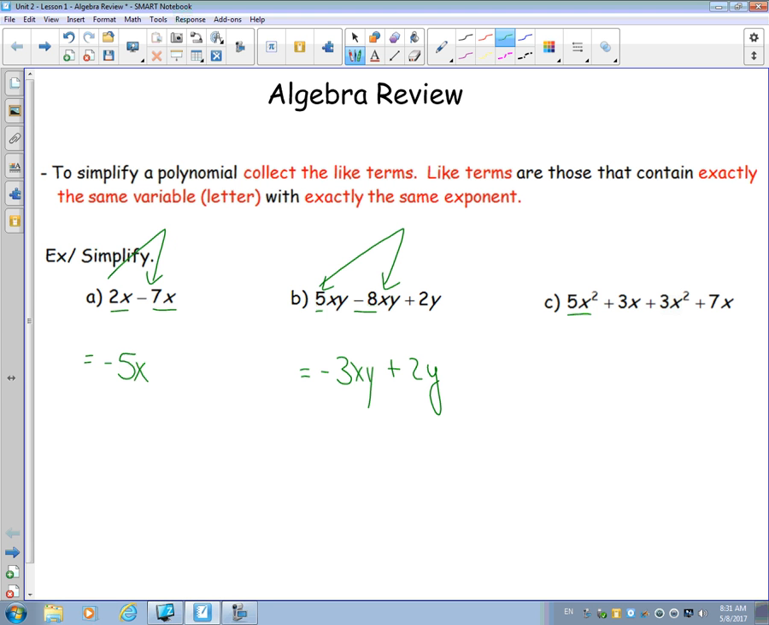And then the third one, x squareds are similar because they have the same letter with the same exponent. So 5 plus 3 makes 8x squared. And positive 3 and positive 7 together makes 10x. Again, notice that the letters don't change. We're just collecting the numbers at the front.